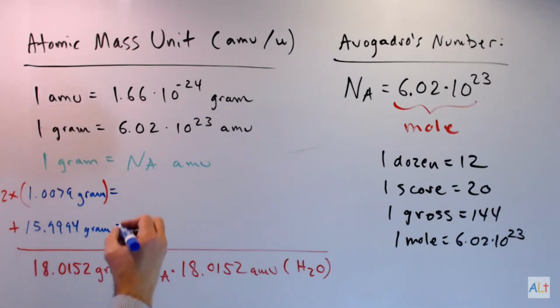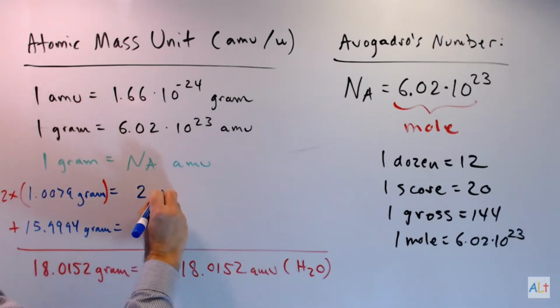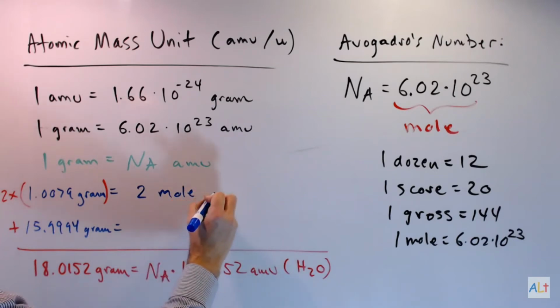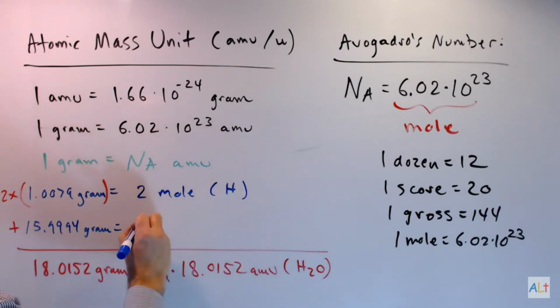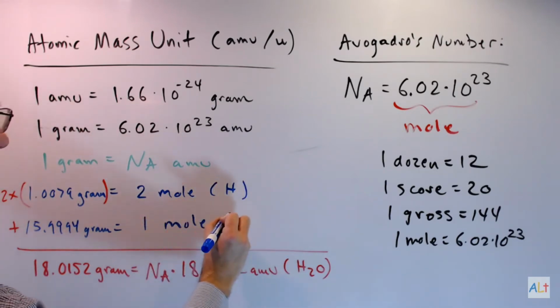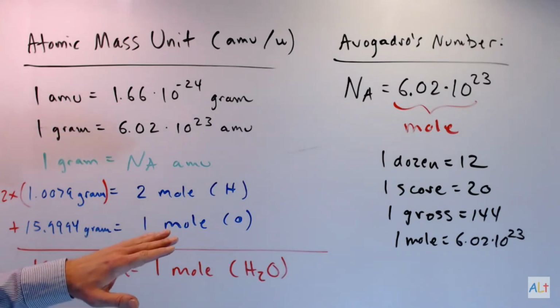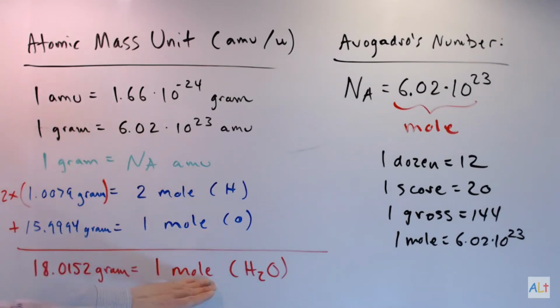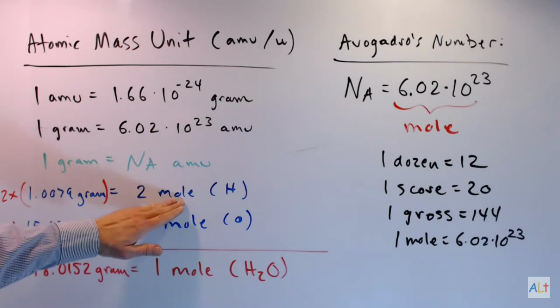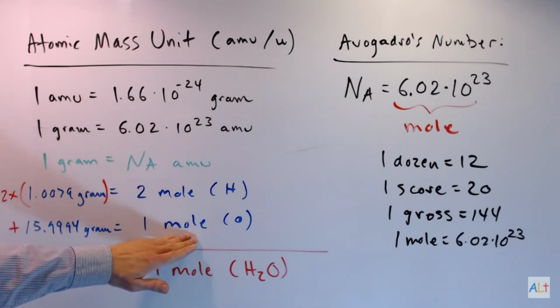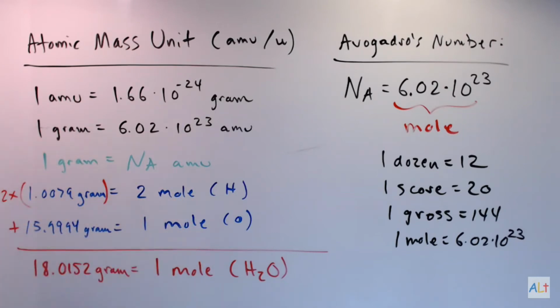To write things a little more succinctly, on the top we had 2 moles of hydrogen atoms and 1 mole of oxygen atoms, and on the bottom we have 1 mole of water molecules. Now when you talk about moles, you need to be careful whether you're talking about atoms or molecules. Here I have 1 mole of water molecules. Here I have 2 moles of hydrogen atoms and 1 mole of oxygen atoms.